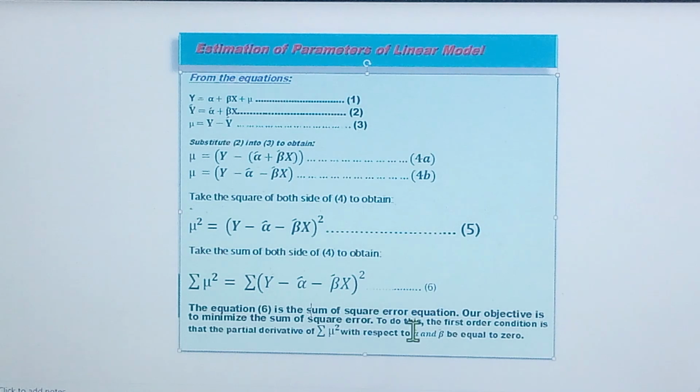So now this equation 6 is the sum of square equation, or the sum of square error, and our objective is to minimize the sum of square error. To do this, the first order condition is that we take the partial derivative of summation mu square, which is on the left hand side, and of course we equate each to 0. How do we do so? How do we do that?